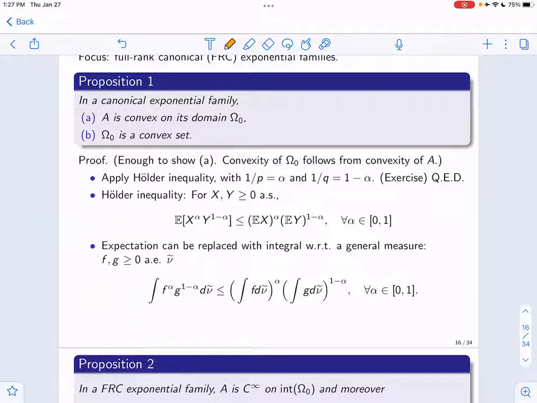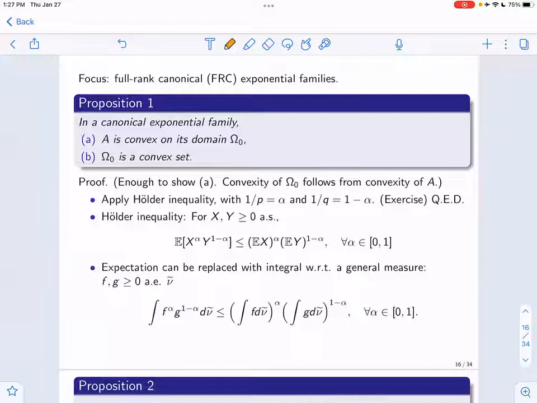So suppose these are quite straightforward then. The next result is that in a full rank canonical exponential family, and we're going to assume most often from now on that we're working with full rank canonical exponential families, I'm going to use this abbreviation FRC, full rank canonical exponential family. The first result, maybe the second result, is that A is a convex function on its domain. Its domain is just the domain of a convex function. I think we have seen this before.